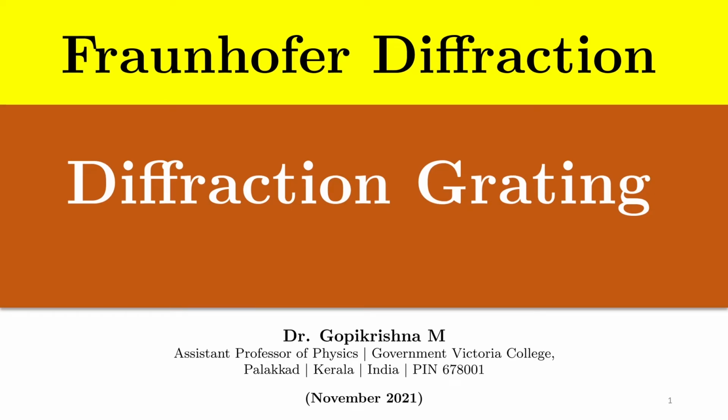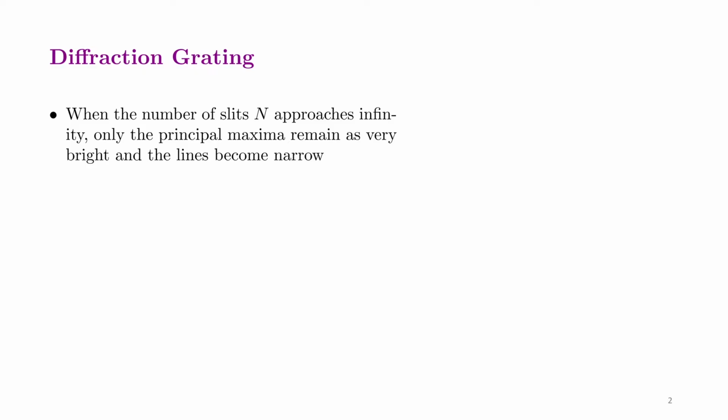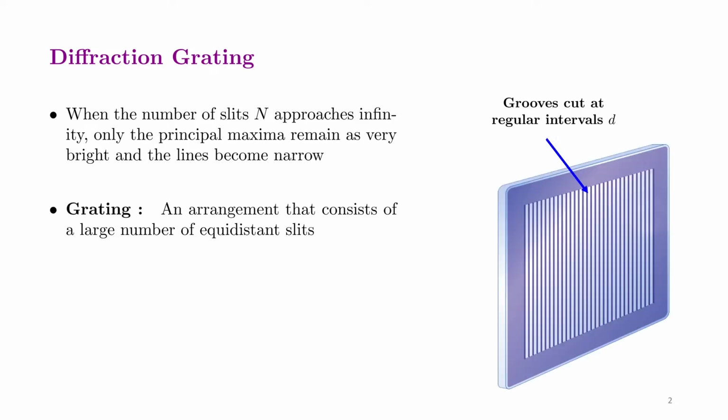The theory of diffraction grating. We have seen in the previous discussion that when the number of slits n approaches infinity, only the principal maxima remain very bright and the lines become narrow. And this is the principle by which a diffraction grating has been constructed.